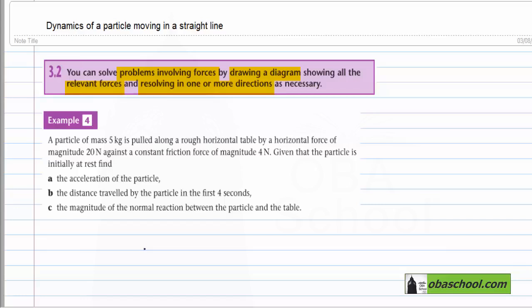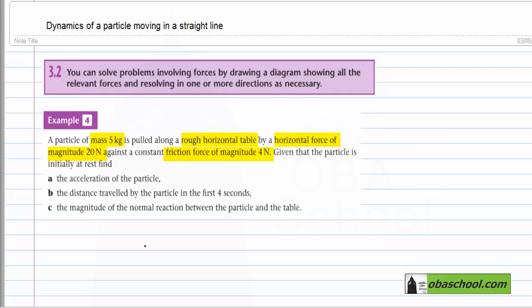This is example number 4 that states the following. A particle of mass 5 kilograms is pulled along a rough horizontal table by a horizontal force of magnitude 20 newtons against a constant friction force of magnitude 4 newtons. Let's start illustrating this given by sketching the diagram of the object and the applied forces.